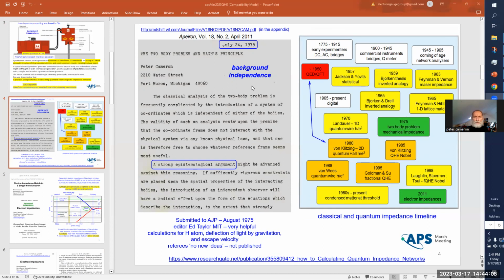Finally, here we have this 1975 paper on mechanical impedances. These are experimental results for the quantum Hall and fractional quantum Hall, and then again theory for the fractional quantum Hall Nobel. And now we're sitting on what I'm calling the threshold here. We've got this idea of generalizing the concept of impedance to the scale-dependent impedances as well. And this happened in 2011, as you'll see on the following slide.